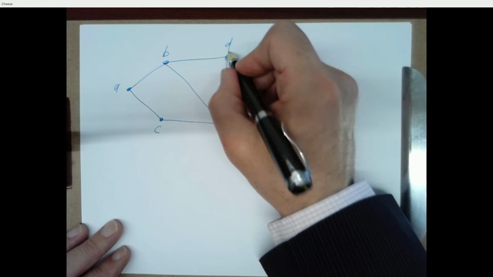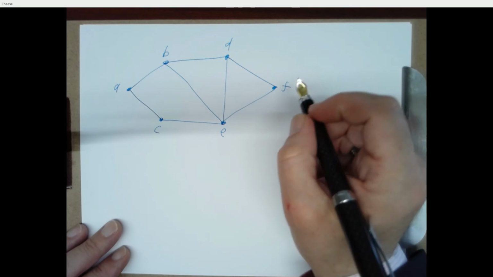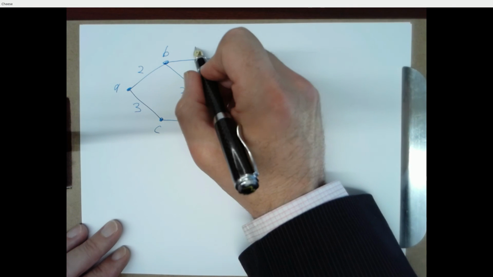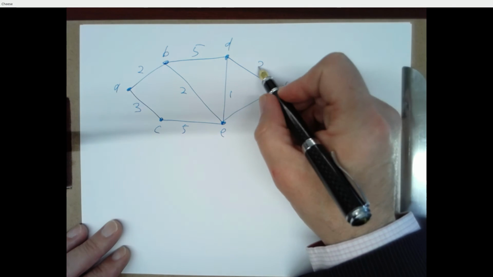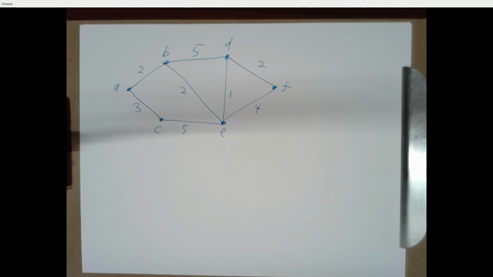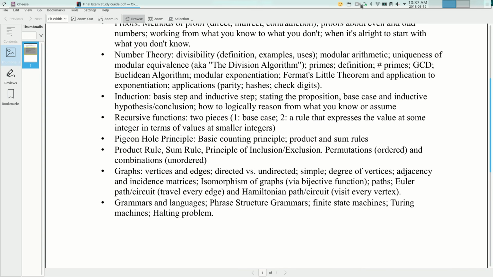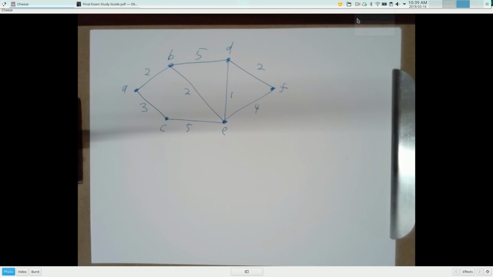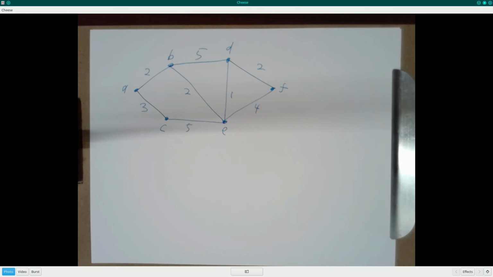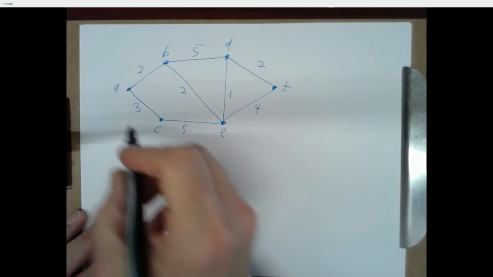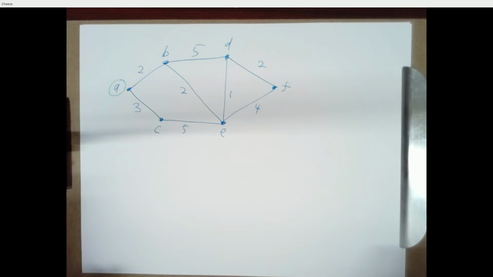B, C, D, E, F. 2, 3, 5, 2, 5, 1, 2, 4. All right, so let's just run through Dijkstra's algorithm on this one more time. We're trying to find a path from A to F, so we're going to begin with node A.